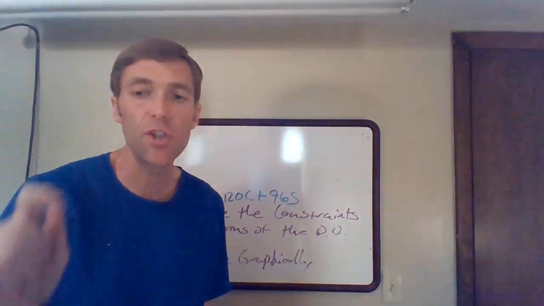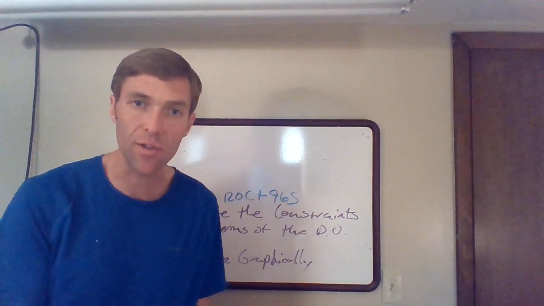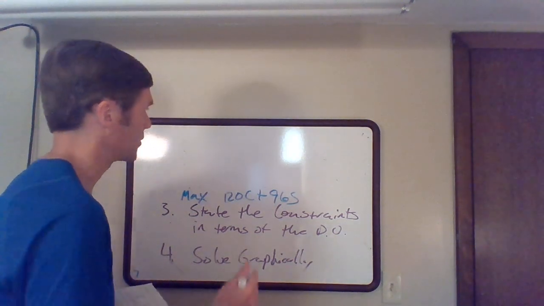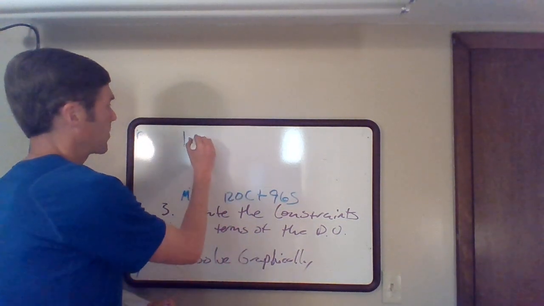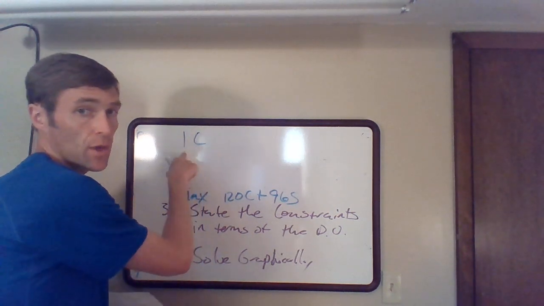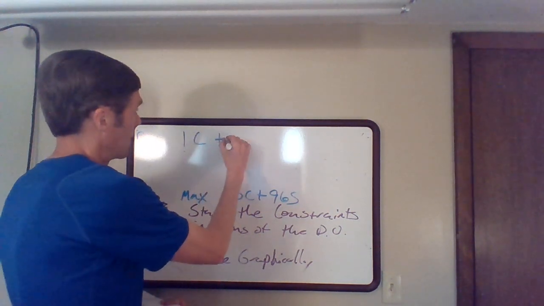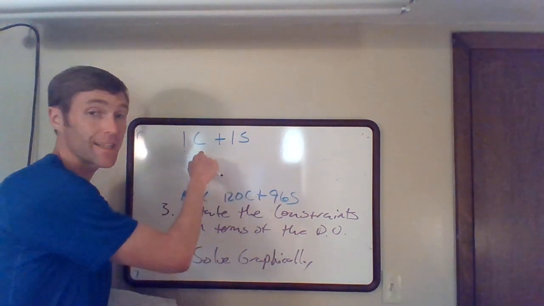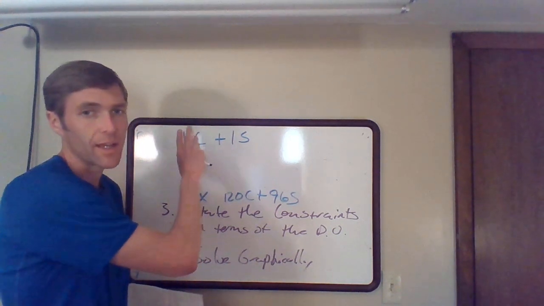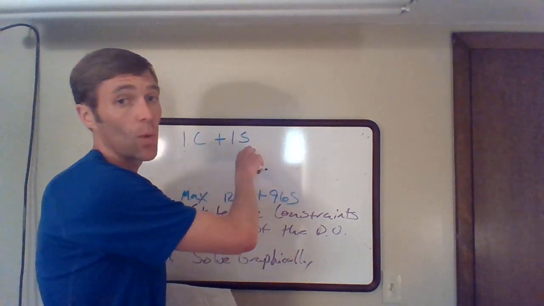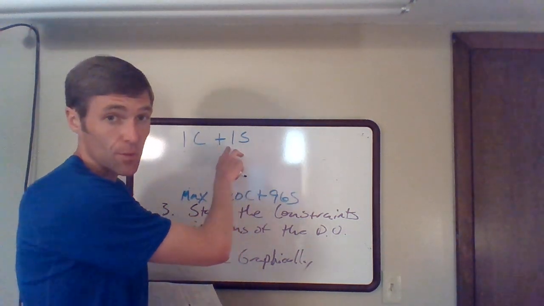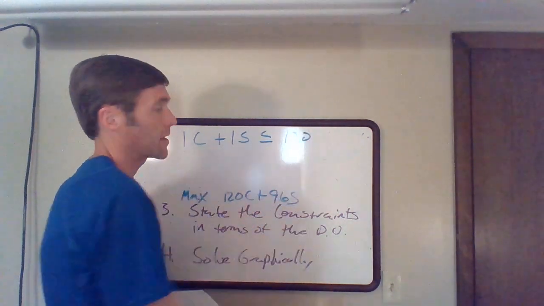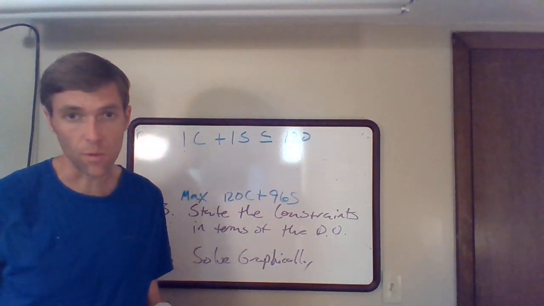Now, the first constraint is so easy, it actually causes students difficulty once in a while. The first constraint is our land constraint. Every time we plant an acre of corn, we use 1 acre of ground. And every time we plant 1 acre of soybeans, because remember that's what S is, we use 1 acre of ground. And together, this must be less than 120 total acres.